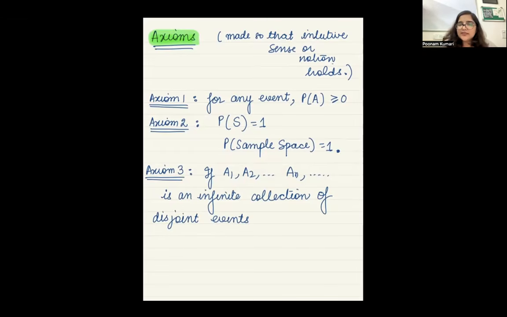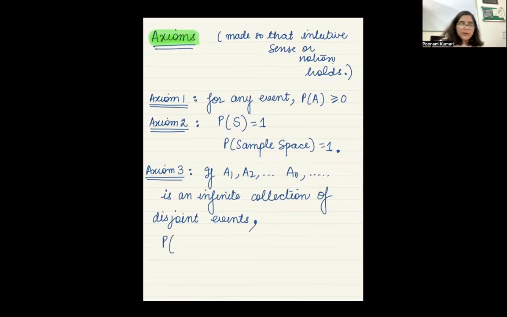What is a disjoint event? Ma'am, whose intersection is empty. मतलब जो भी मेरे A1 में हो रहा है वो A2 में नहीं होगा, जो मेरे A2 में हो रहा है वो A3 में नहीं होगा, या किसी के साथ कुछ भी कॉमन नहीं है, राइट? So if I have an infinite collection of disjoint events, all these events are disjoint, they have nothing in common, and this is an infinite collection. There is no end to this collection, A1, A2, A3 up to AN, and it can keep going on further. Okay?